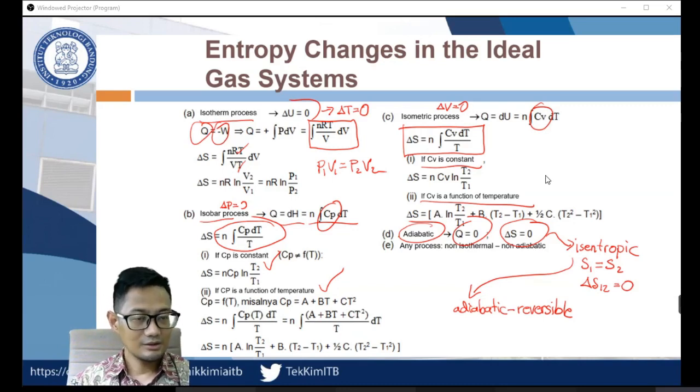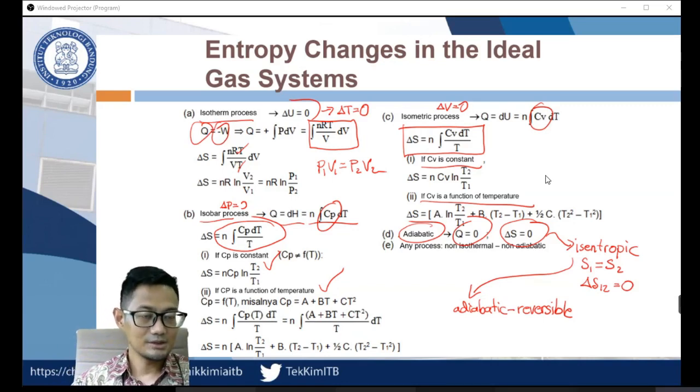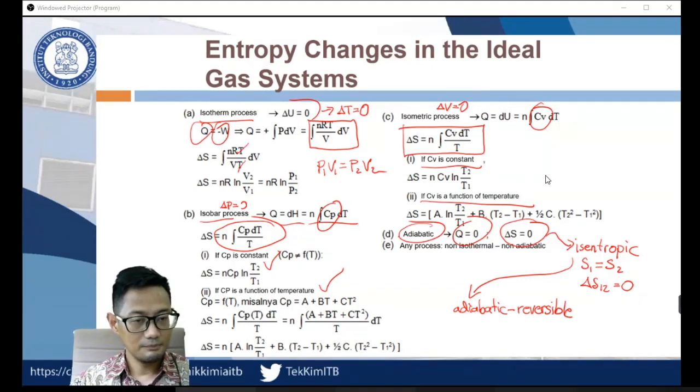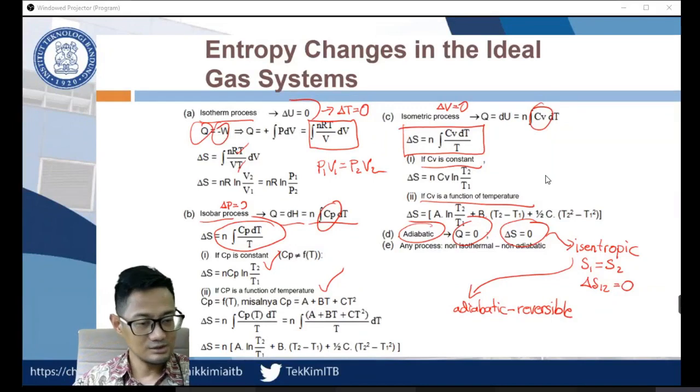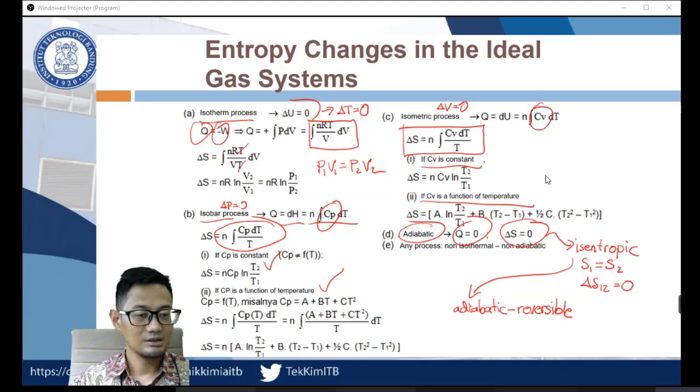When they consider the process is adiabatic, but the measurement shows there is a heat consumed or heat released, it should be very small. Okay, so in that case, it's not really an isentropic process.